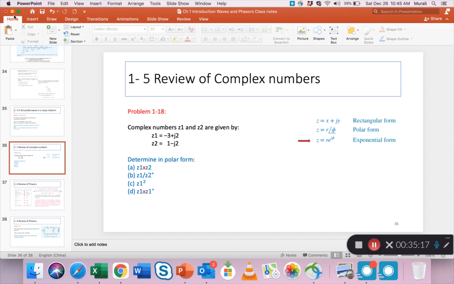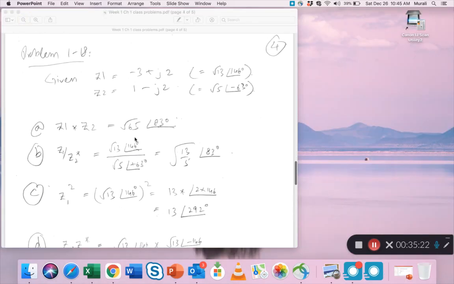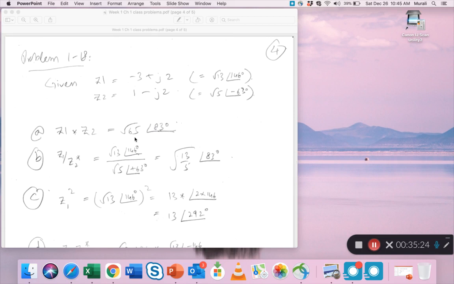Okay, all right, so let me go to the solution of this. You should be able to do this pretty quickly on your calculators. You don't need me. Anyway, Z1 is given, Z2 is given. I immediately converted it to polar form and it comes out with this silly root sign, but anyway, root 13 and root 5, and then the angle is 146 and minus 63.